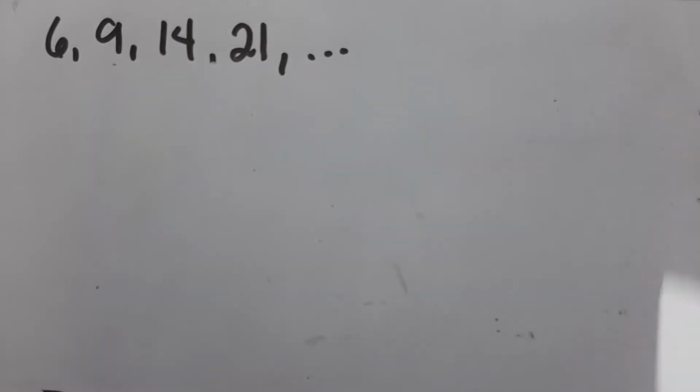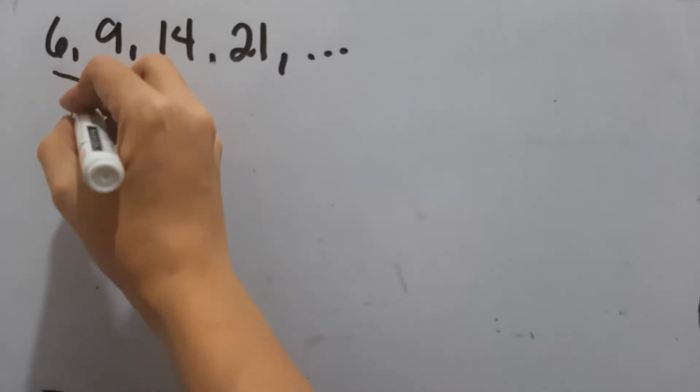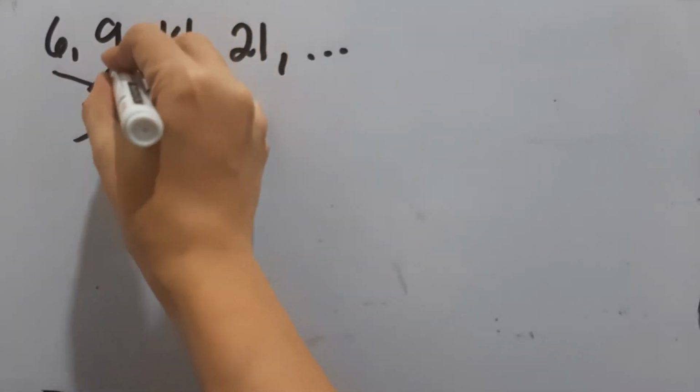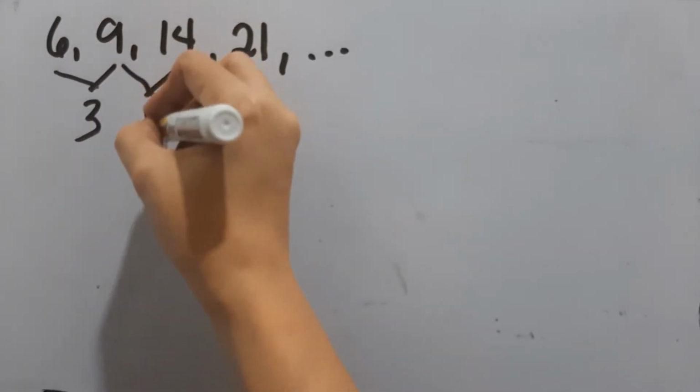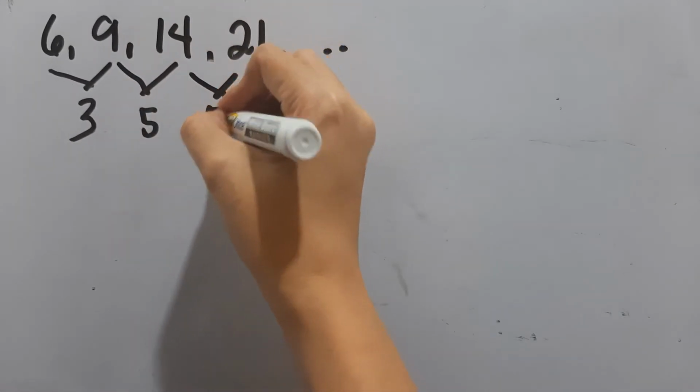Okay, here's another problem. Give the formula for the nth of the sequence 6, 9, 14, and 21. So, kagaya ng ginawa natin kanina, kunin natin yung kanilang difference. Yung difference ng mga terms. So, 9 minus 6 is 3. 14 minus 9 is 5. 21 minus 14 is 7.